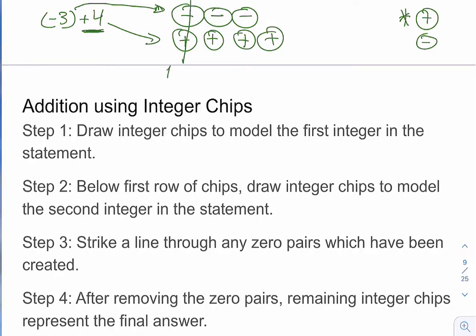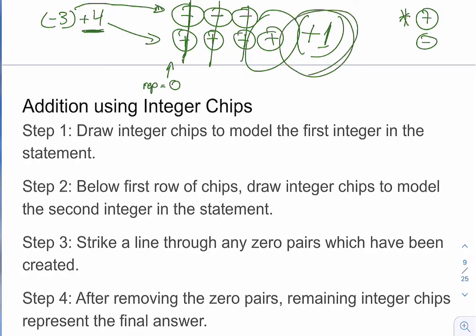Remember that represents 0, so it's just gone. Another one, gone. Another one, gone. Now I have no more zero pairs to remove. Step 4 says after removing the zero pairs, the remaining integer chips represent the final answer. So my final answer is positive 1. So negative 3 plus 4 equals positive 1. Let's do another example.